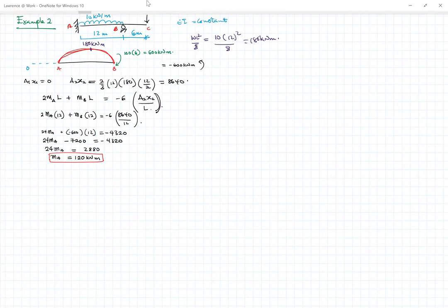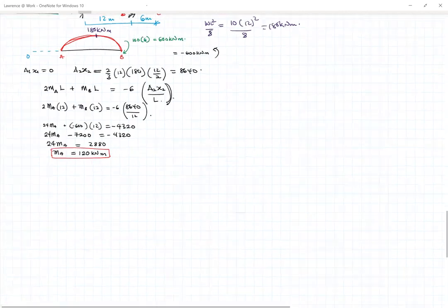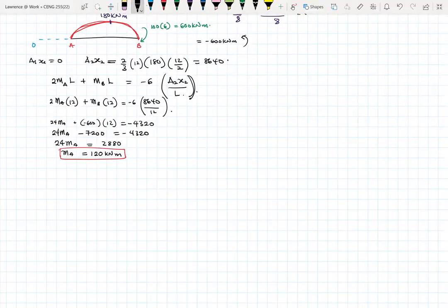From here, we go back to our problem and then solve for the support reactions. So let's go. Find the support reactions, and then draw the bending moment diagram and then the shear force diagram.